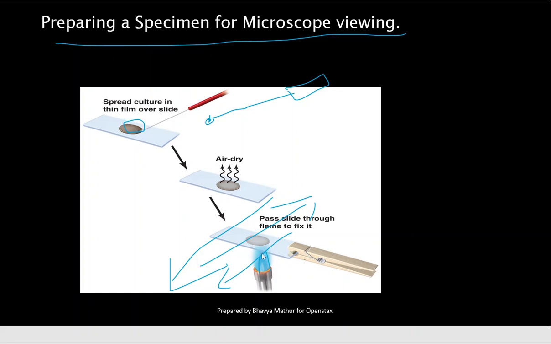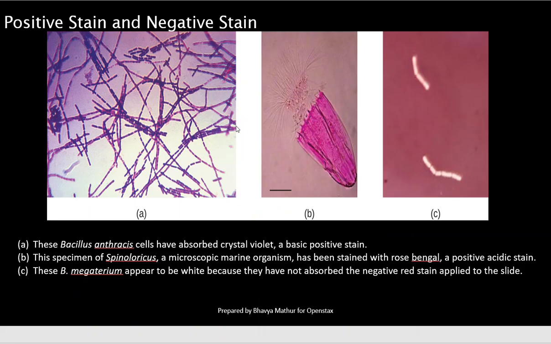Once it air dries, you light the Bunsen burner here, and you swish it in once, twice, and then thrice. You don't want it to stay there; it needs to move pretty rapidly. But that's going to cause these things to stick to the glass, because some of the ways that we color them require us to put liquids on them, and you don't want to wash off your bacteria.